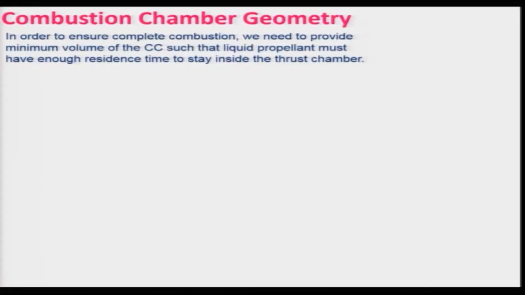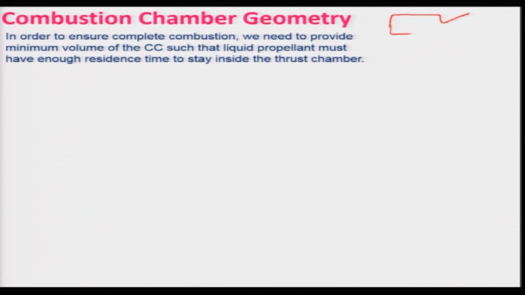So, in order to ensure complete combustion, we need to provide the minimum volume of the combustion chamber in a liquid propellant rocket engine, such that the liquid propellant has enough residence time to stay inside the thrust chamber, so that we can have complete combustion and get a higher thrust utilizing all the energy embedded in the propellant. Therefore, this is a very important thing to look at. And let us look at a rocket engine.